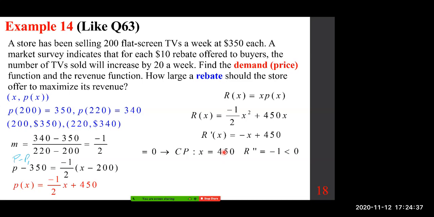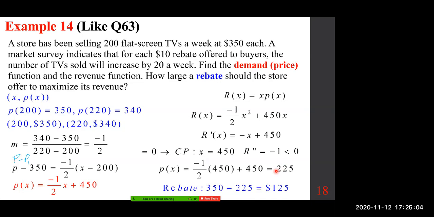So what is the price, everybody? What is the price? Plug in 450. The price will be 225. What would be the amount of rebate? Well, we were selling it for how much? $350, okay. Now 225. So the rebate is 125. So one more time. X equals 450. Put it in here. And that's a price. But the price was originally 350. So what is the difference? The amount of rebate.